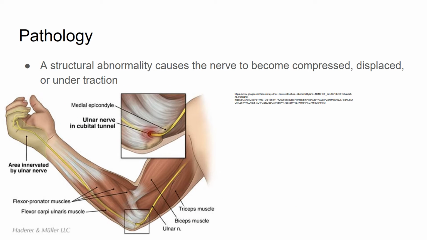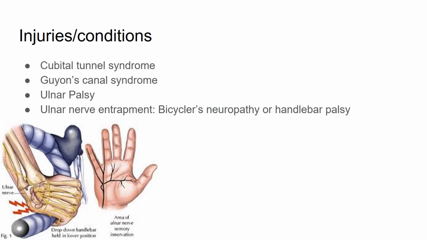Pathology. A structural abnormality can cause the nerve to become compressed, displaced, or under traction. Injuries and conditions. Cubital tunnel syndrome is compression of the ulnar nerve at the elbow region. Guyon's canal syndrome is similar to cubital tunnel syndrome, but occurs as the ulnar nerve passes through the wrist.